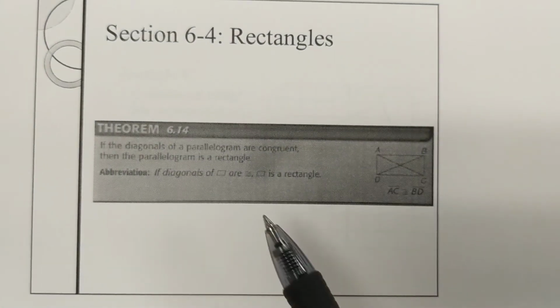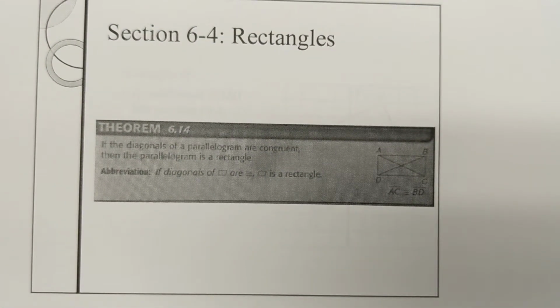So for rectangles, this is just the reverse of 6.13. If the diagonals of a parallelogram are congruent, then it is a rectangle. 6.13 was, if it's a rectangle, then the diagonals are congruent.